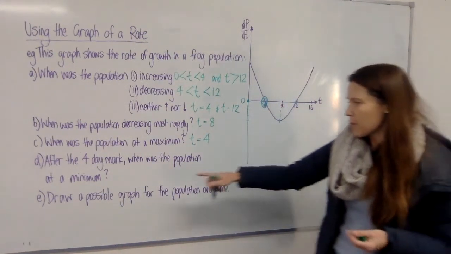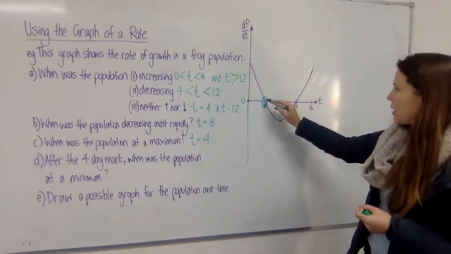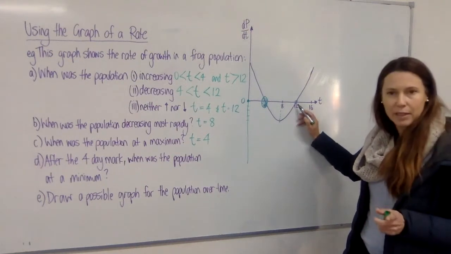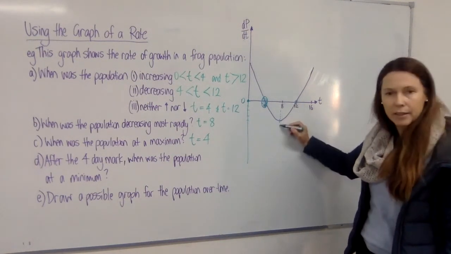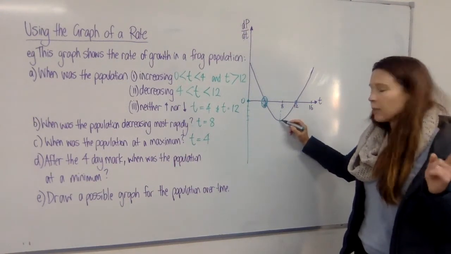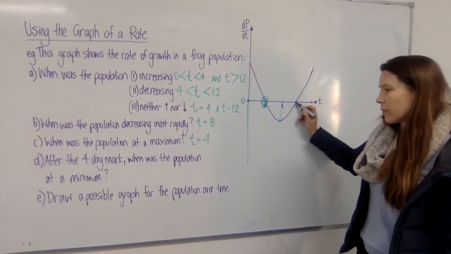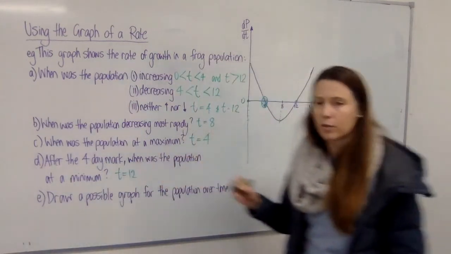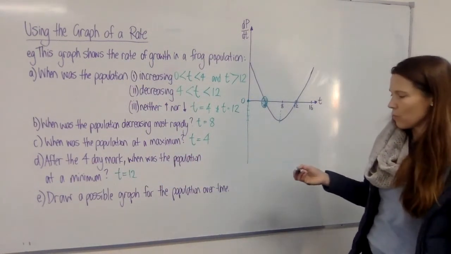After the 4-day mark, when was the population at a minimum? All right, so after that, we were losing frogs from day 4 all the way up to day 12. Now, just because we lost the most frogs per day, around about day 8, that doesn't mean we had the minimum frogs then, because the population was still going down right up to day 12. So I'd say that day 12 is when we had the least frogs. After that, the frog population started growing again, so we would have had more.